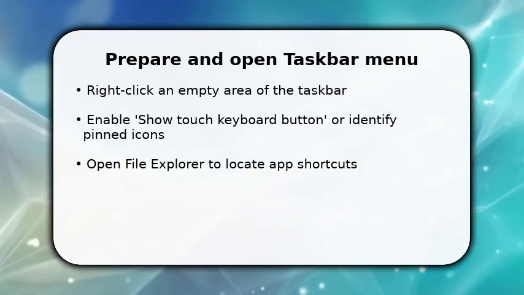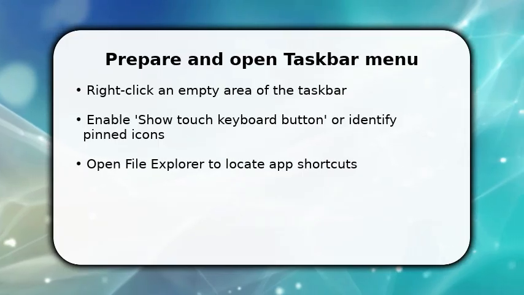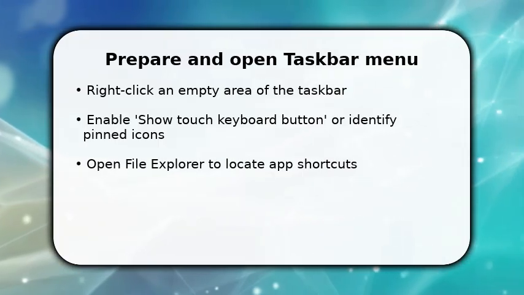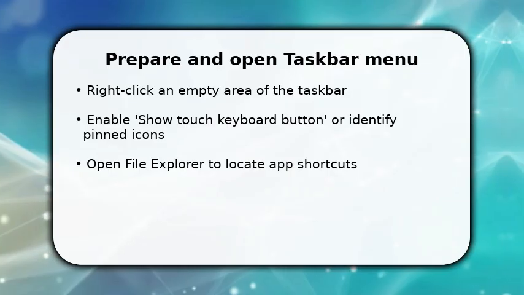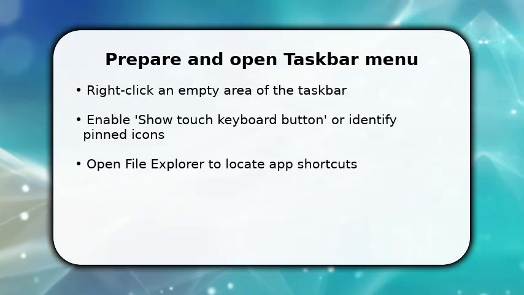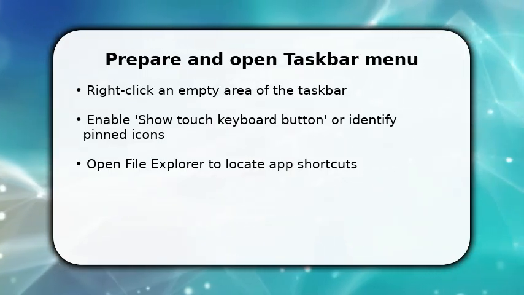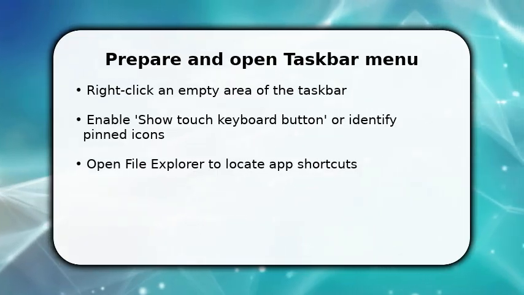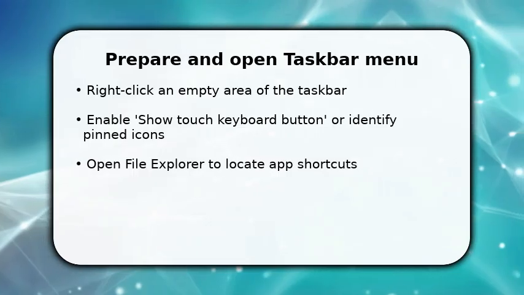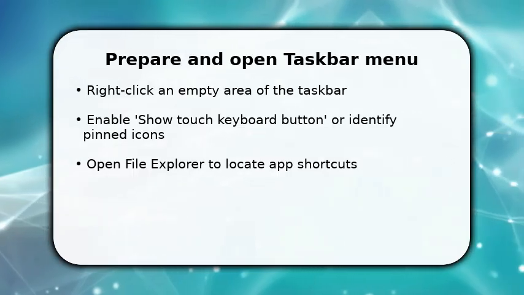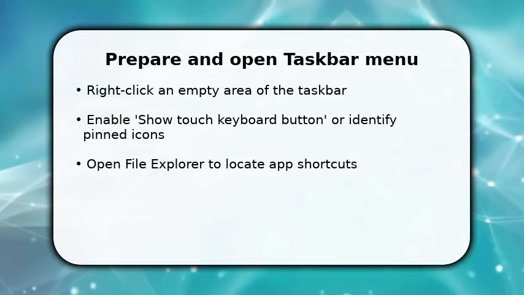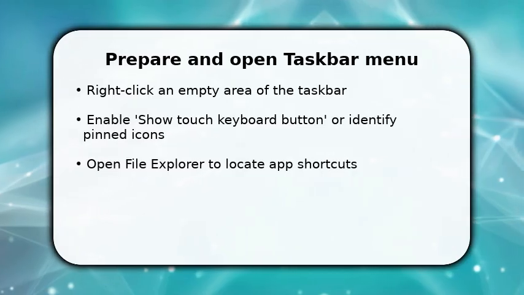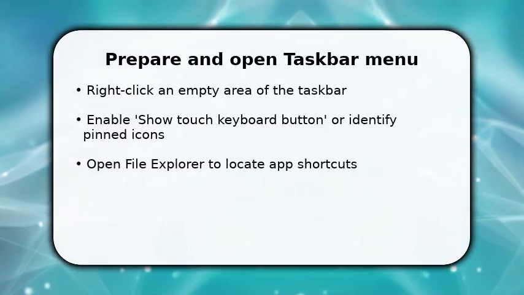You begin by right-clicking an empty area of the taskbar to access settings and see pinned icons. This gives you immediate control. Once done, make sure you can see the app you want as a shortcut in File Explorer or on the Start menu. You'll drag from there. You'll also enable any auxiliary buttons like the touch keyboard only if needed. This initial setup gets you into position to create or move a desktop shortcut from an existing taskbar item.